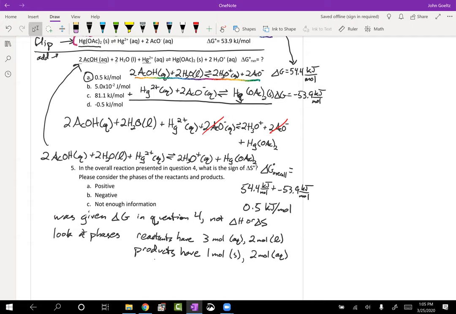Which of these has more order or has fewer ways you could arrange it? As you go from aqueous and liquids to fewer moles of aqueous things plus solids, that has less randomness, is the oversimplified way, but useful way to think about this. I guess more ordered is probably a better way.